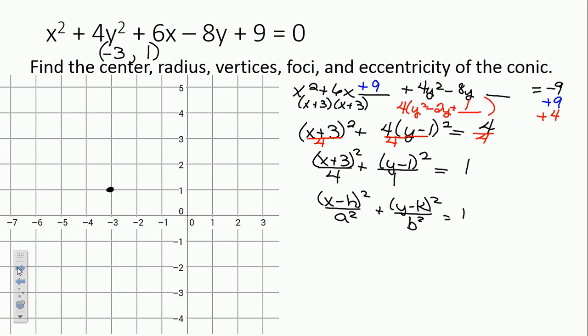If a squared is 4, how much is a? 2. So we're going to move, and our x is the one with the larger value, so we're moving 2 away from x in the x direction on both sides. That's our a. Because a squared is 4, so a is 2. That's half the length of my major axis.